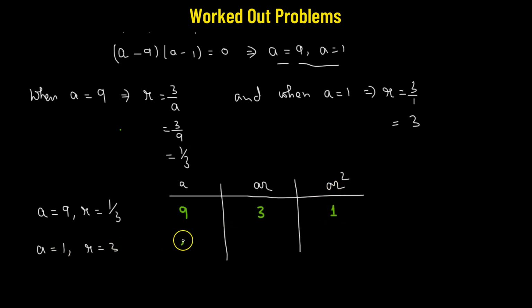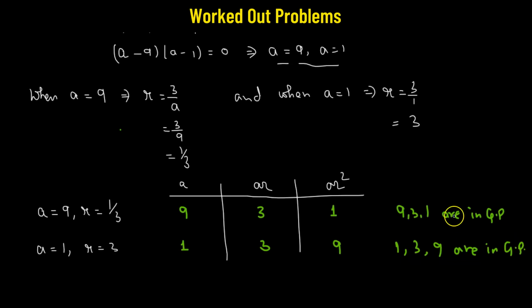Next, here the first term is 1. Then we have a times r, so 1 times 3 will be 3. And then 1 times 3 squared will be equal to 9. So that means our three numbers will be 9, 3 and 1. These three numbers are in geometric progression. Also, we'll get the other set, which is 1, 3, 9. These three numbers are also going to be in GP, which follows the same criterion that the sum is equal to 13 and the sum of the squares equals 91.